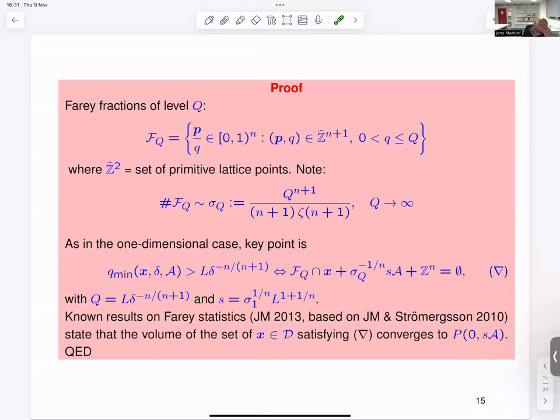I worked this out about 10 years ago, drawing heavily on my joint work with Andreas Strömbergsson, where we looked at much more general questions on distribution of lattice points in randomly sheared and rotated sets. So that's that. And now, well, let's look at the moments.